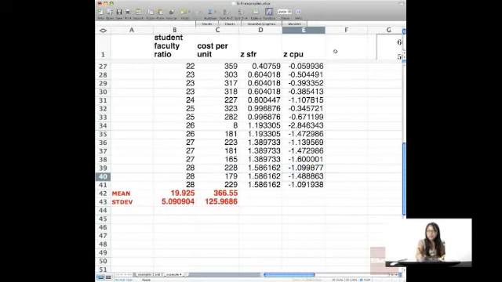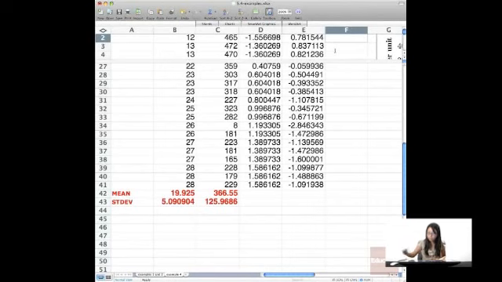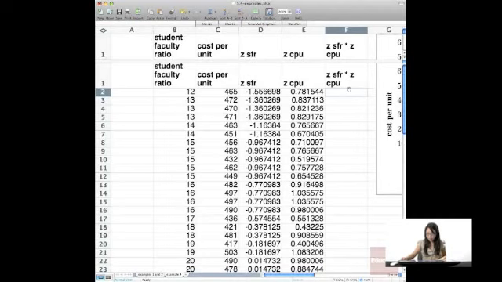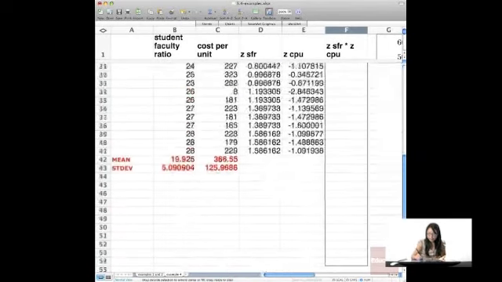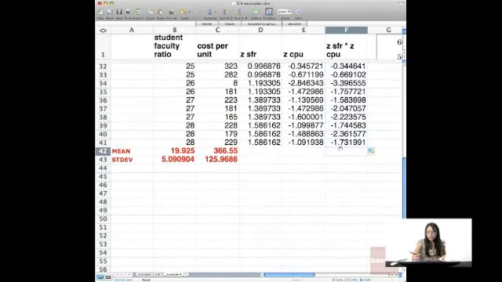All right. So once we have that, I know I need to multiply and get the product of these z-scores. So z of SFR times the z of CPU. So let's see what we can do here. Here, I'm just going to multiply this times this for every single one of my points. I'm just going to drag that all down. Great. And once I get down here, I know I need to find the mean of these points.